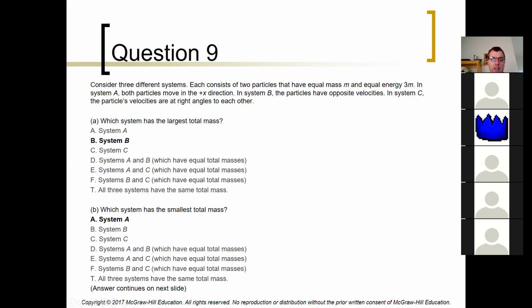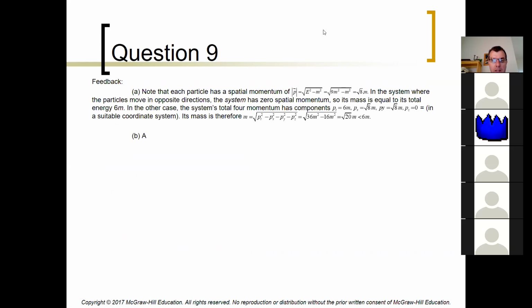System B has the largest mass. The way to think about it is that mass squared is E squared minus P squared. Now, in each case, the system has the same energy because particle 1 has energy 3m, particle 2 has energy 3m. So the energy of the system is 6m. So what it really comes down to is that you're going to have the largest mass if you have the smallest momentum, because the mass squared will be E squared minus P squared, all right?